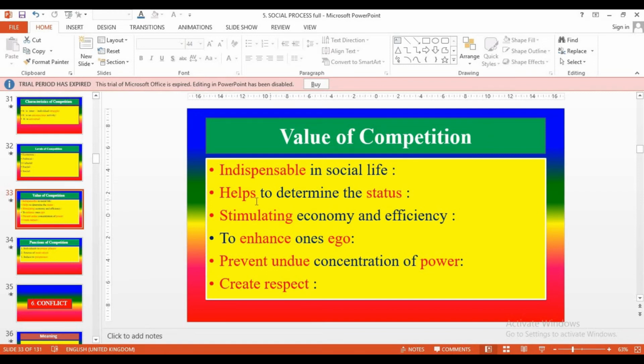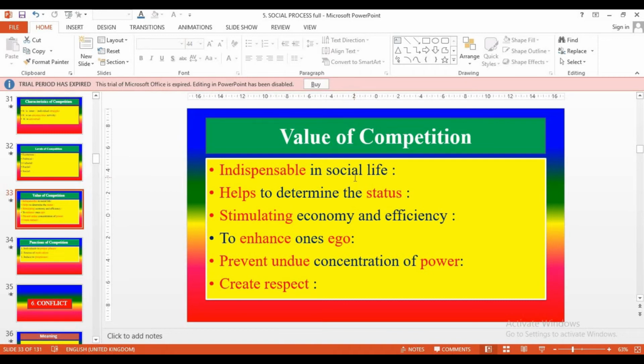Then values of competition. Indispensable in social life. For students, competition has more worth than cooperation. The reason is that without competition, we can't grow. Just imagine in a particular class, two students combat with each other, and it is possible for both of them to take maximum marks. But in a class where only one student is brilliant, there are no competitors. What will happen? The existing brilliant student may decline in performance due to lack of competition. Competition is essential, indispensable in life for growth.